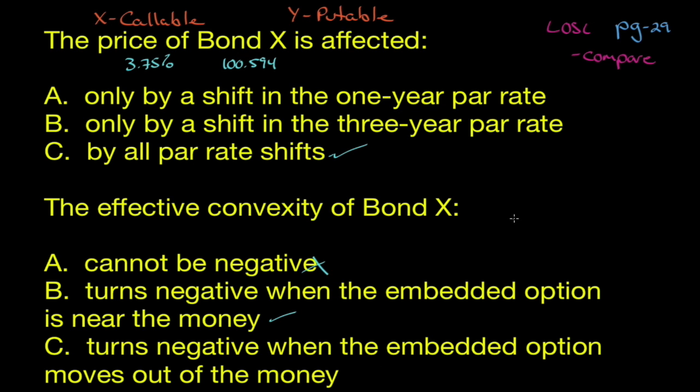No, it turns positive. Again, there's what the callable bond would look like. It's a terrible diagram, but if we took an interest rate change, this is moving out of the money, you can see that we would move from a negative to a positive situation.